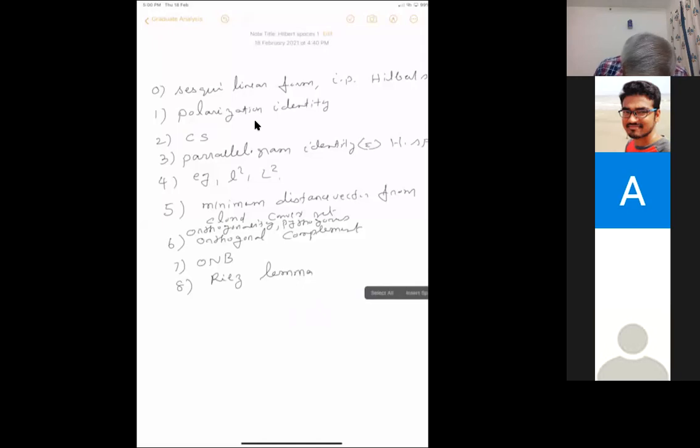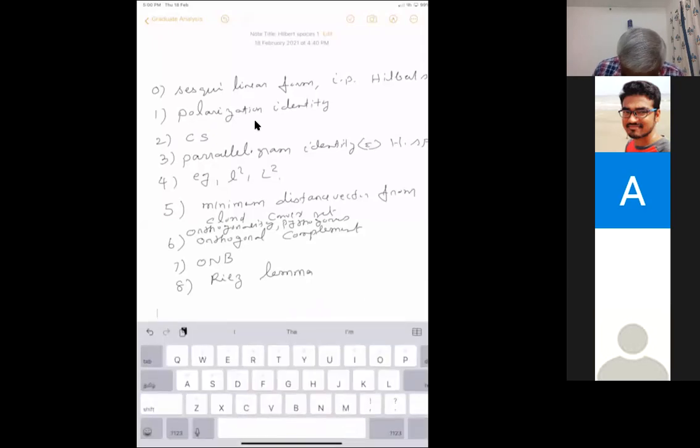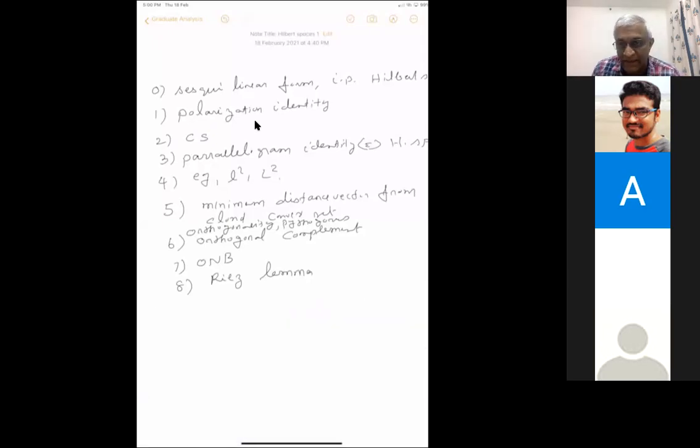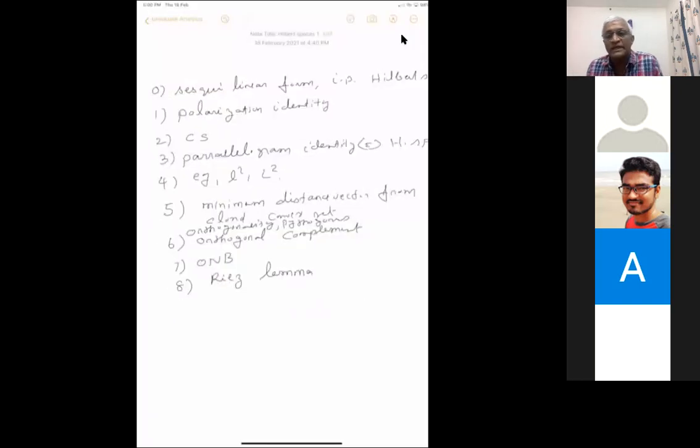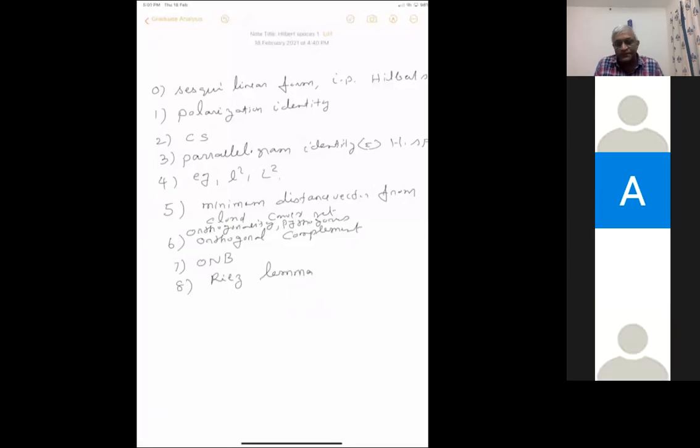Since it's not clear to me whether I have time to do many things on Banach spaces, I will do some Hilbert spaces. And if we have time, I will come back to Banach spaces again. So this is what I plan to do now in Hilbert spaces.